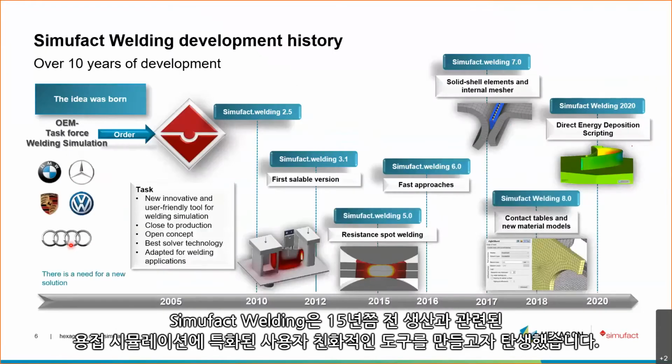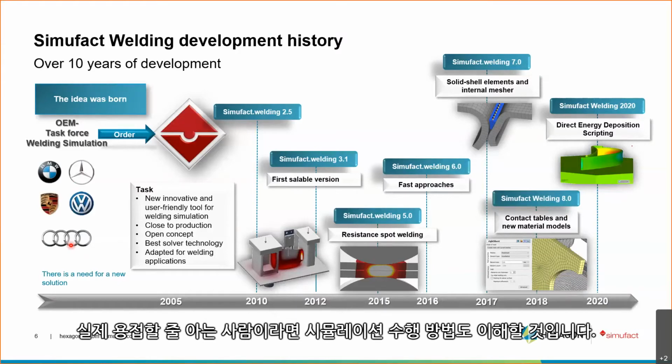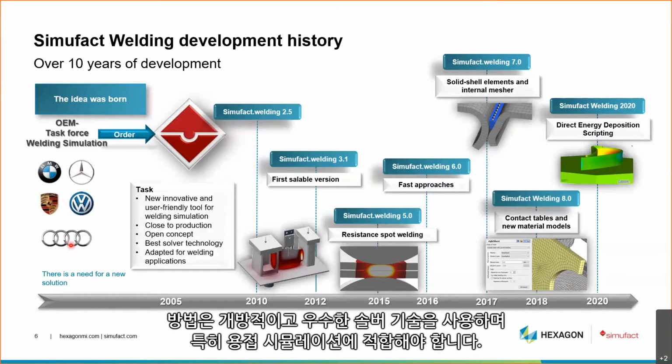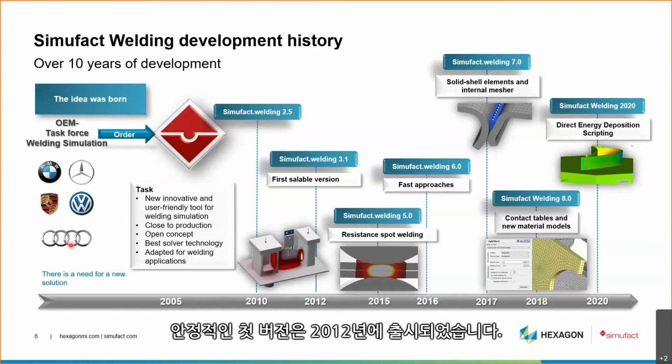Simufact Welding was born around 15 years ago as an idea to create a user-friendly tool specialized for welding simulation. It should be close to production, so someone who can do welding in real life should understand how to make the simulation. It should be open, it should use a good solver technology, and it should especially be adapted for welding simulations. The first stable version was released in the year 2012.